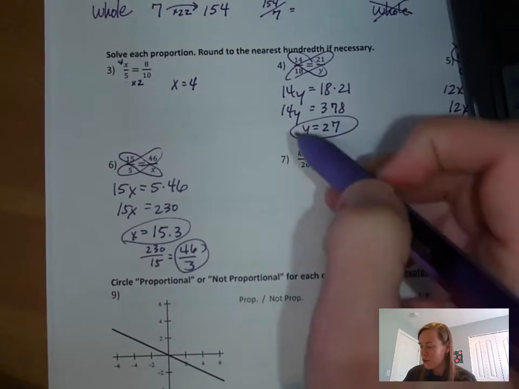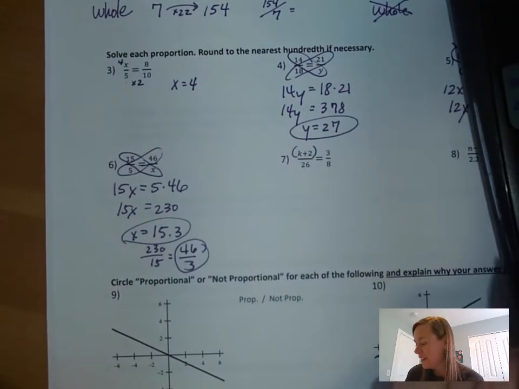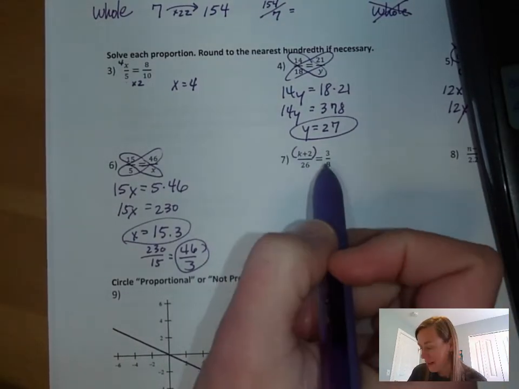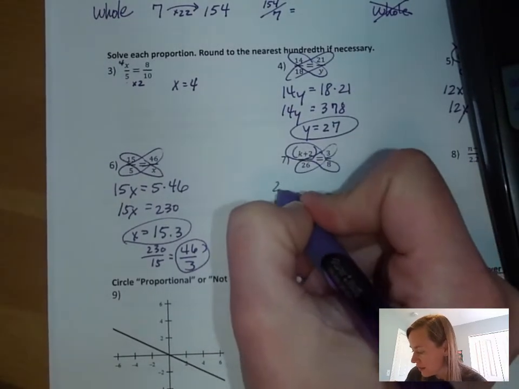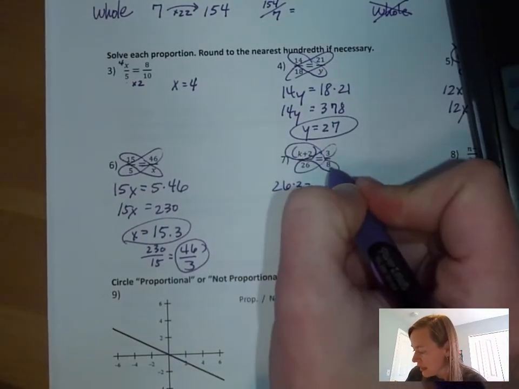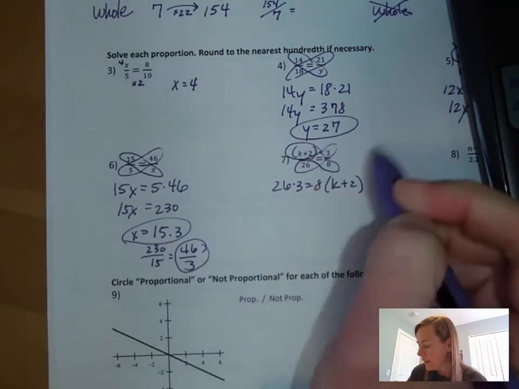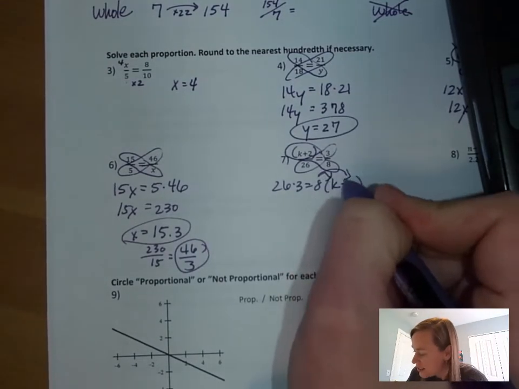Here we have another binomial, but this one I definitely do want you to do. Anytime you have a binomial, I definitely encourage you to use the butterfly or cross multiplication method. So draw those circles, and you're going to be left here with 26 times 3 equals 8 times k plus 2. Okay, so what do we do here? We distribute, and let's do that.